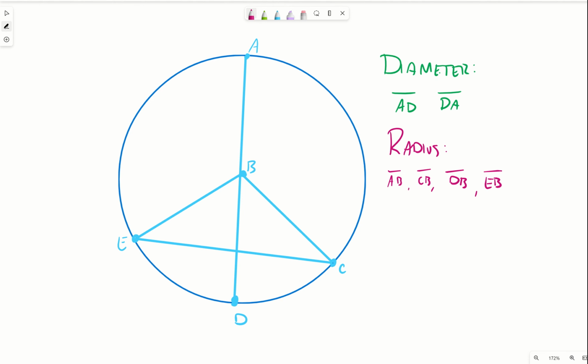And now if I wanted a chord, we would have line segment EC or CE. We also have line segment AD or DA. Because a chord is just any line with its endpoints on the circle, diameters are chords as well. So they are automatically chords. So if you see a diameter, it can also be a chord.